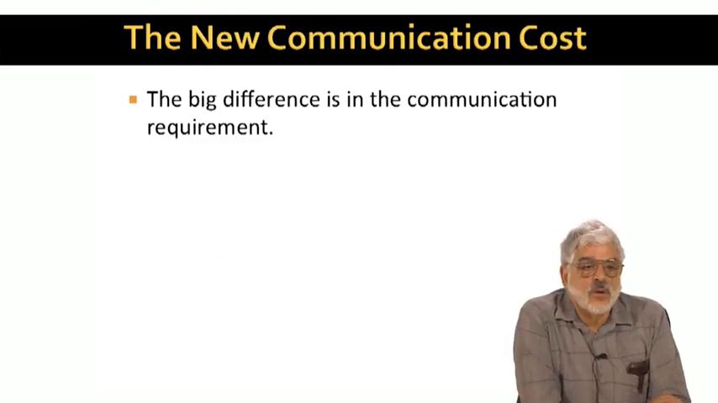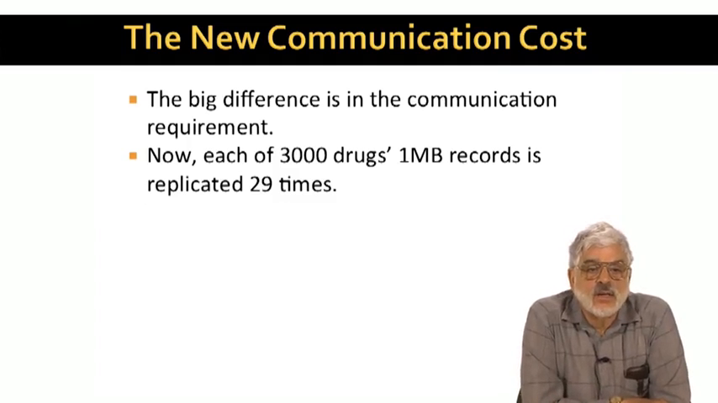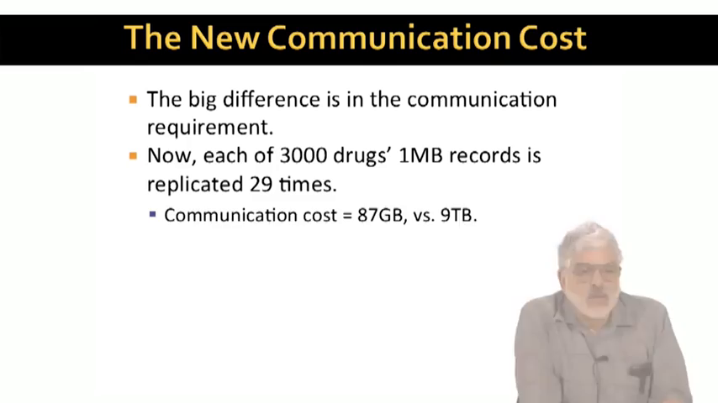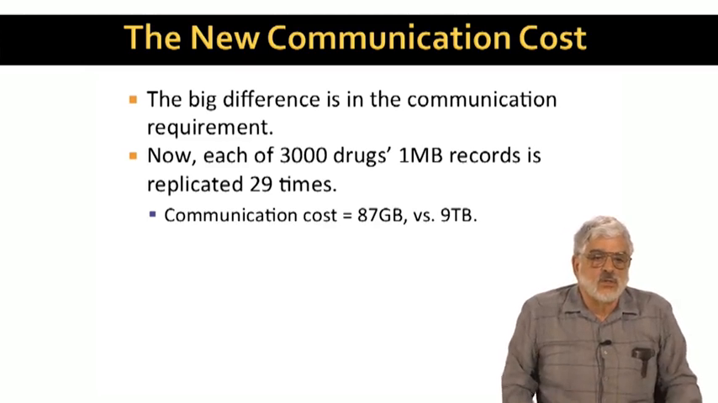What changes is the communication cost. We still have 3,000 drugs, and each has a 1 megabyte record, but now the mappers make 29 copies of each of these records rather than 2,999, and that's a big difference. The actual communication cost goes down from 9 terabytes to 87 gigabytes, still substantial, but manageable on a student's computing budget.